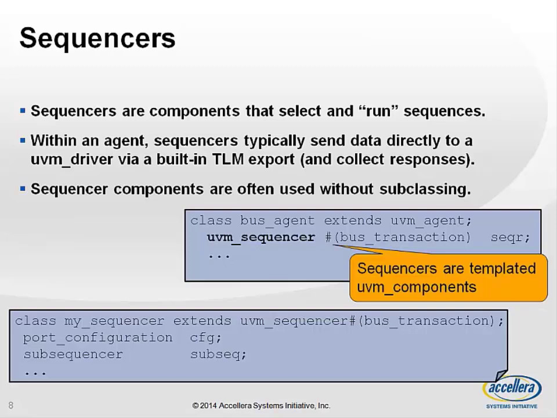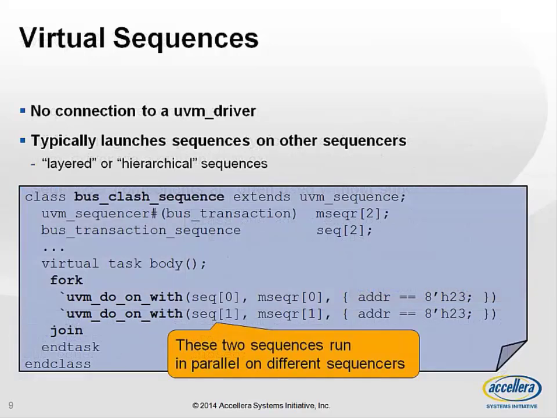So I can capture that, and the sequences can ask the sequencer for that information. The alternative is to get it out of the configuration database in your sequence. Whether you use the top blue or the bottom blue box, it's up to you to decide for your particular situation. A virtual sequence, we call it a virtual sequence because it does not have that connection to the driver.